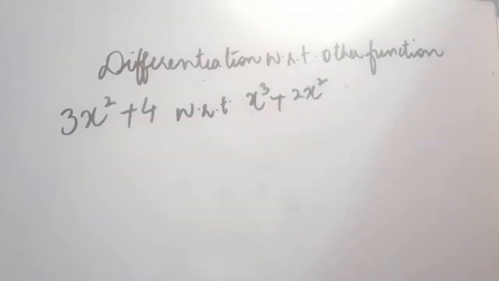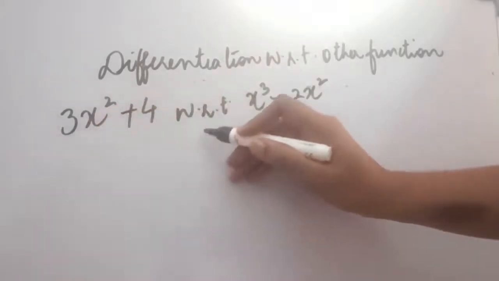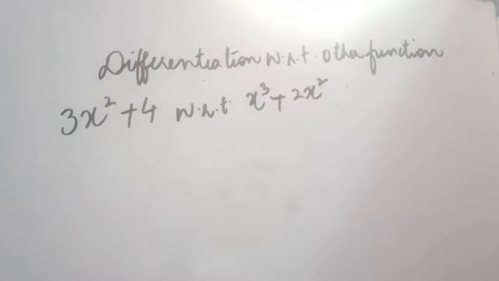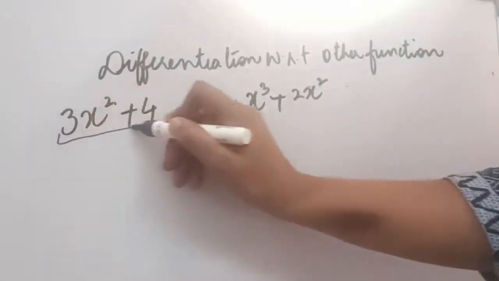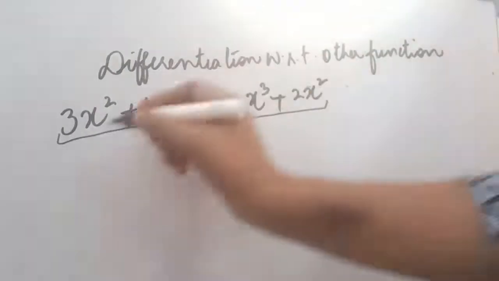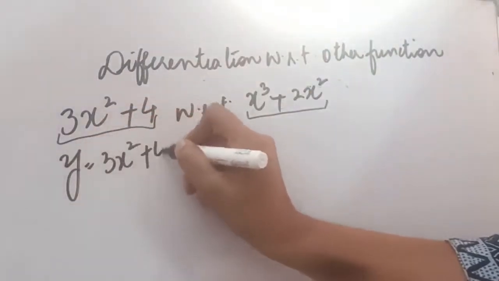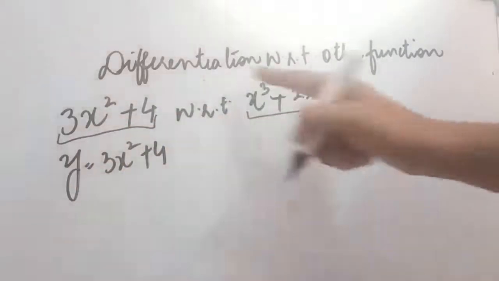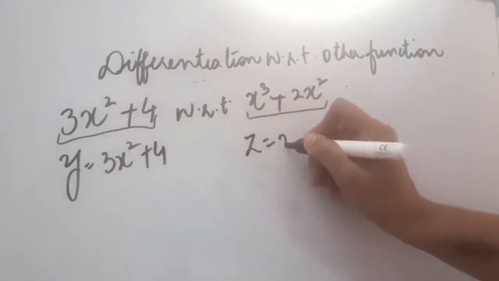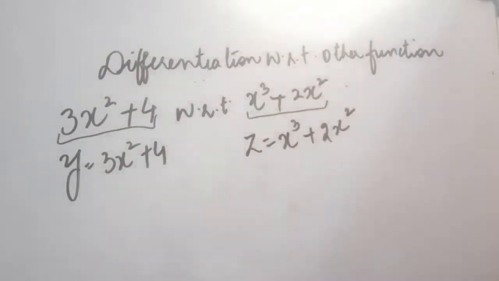Now this is the question where you have been given that this you have to differentiate with respect to this function. So this is differentiation with respect to other function. This is one function. This has to be differentiated with respect to this. So what you can do is you can assume the first function to be equal to y. We cannot assume this to be equal to x because both the functions are in the form of x. And we can assume this to be equal to z, x cube plus 2x square.